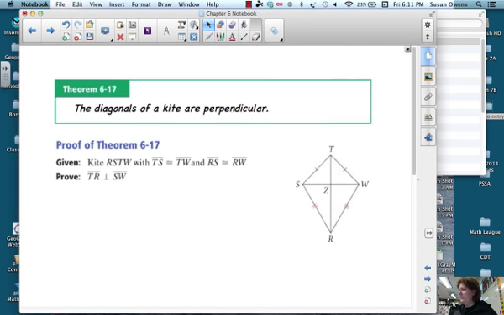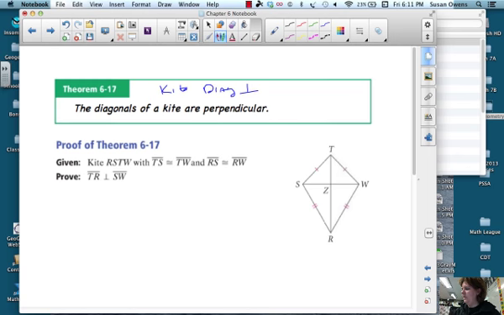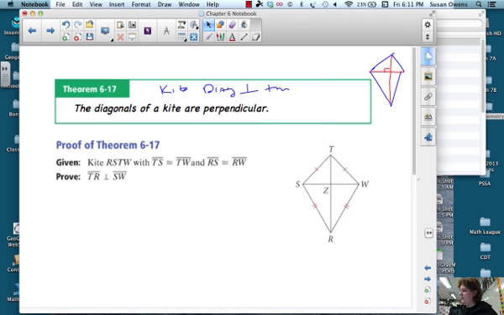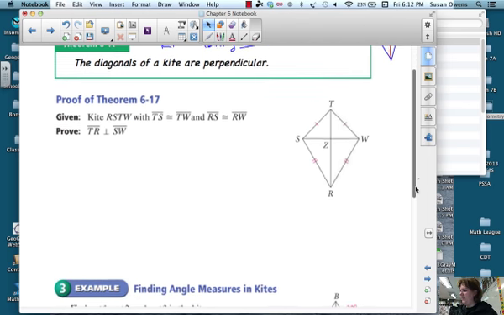The next one I had deals with the diagonals of a kite. The diagonals of a kite are perpendicular. So this one is the kite diagonal perpendicular theorem. So any kite that you can draw, the diagonals are not going to be congruent, but they are going to form perpendicular lines. They're going to be right angles up there. So we'll prove this one in class, prove the diagonals are perpendicular.